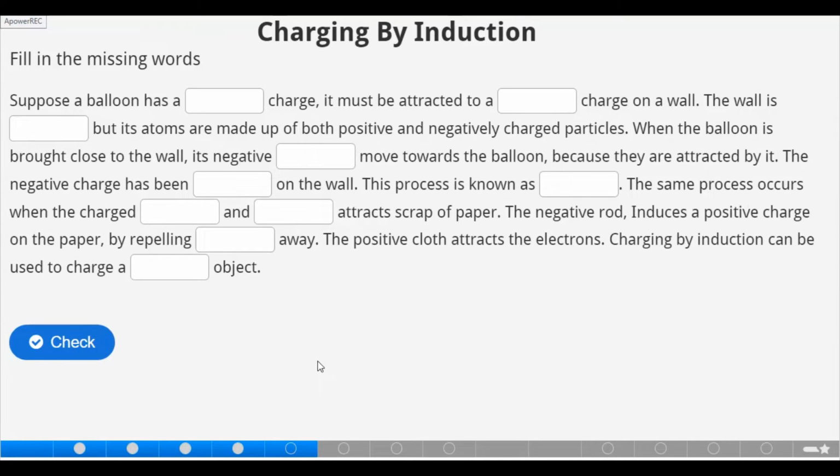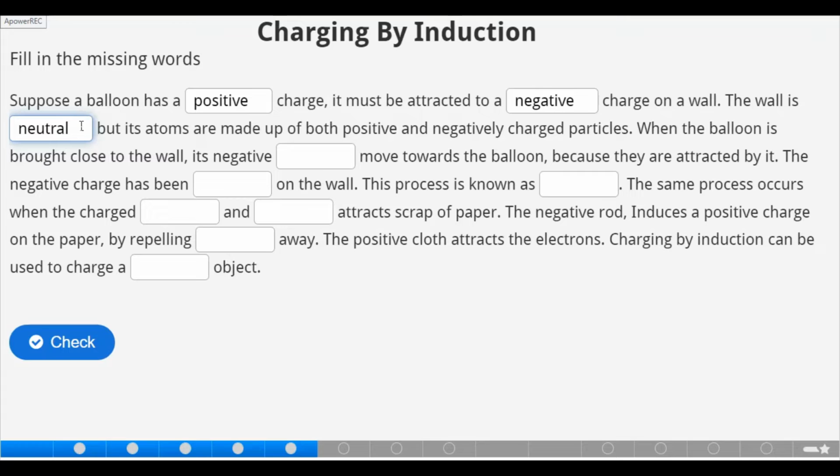Now, let's deal with charging by induction. You have to fill in the missing words. Suppose a balloon has a positive charge. It must be attracted to a negative charge on a wall. The wall is neutral, but its atoms are made up of both positive and negative charged particles. When the balloon is brought close to the wall, its negative charges move towards the balloon because they are attracted by it.